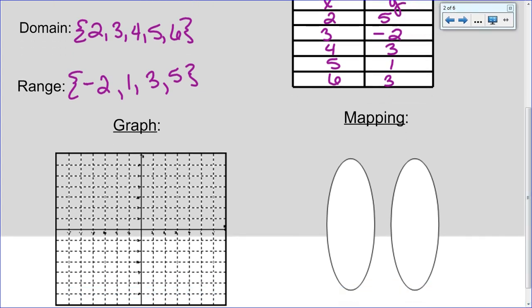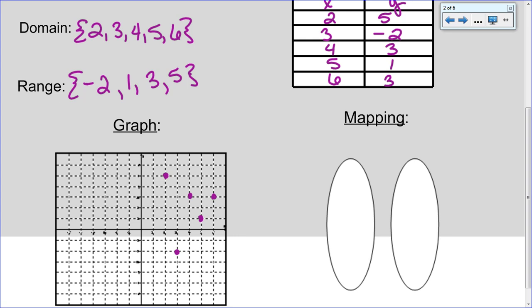Well, to do a graph, I'm just going to plot these points on the graph. So I have (2, 5), then I have (3, -2), and then I have (4, 3), (5, 1), and (6, 3). I am not going to connect these dots. It doesn't say anywhere to connect them. I'm just going to graph it. Okay, so I'm going to leave it as a discrete graph. That's what it's going to look like. And you can see none of the x values line up because you don't have any points that are one right above the other.